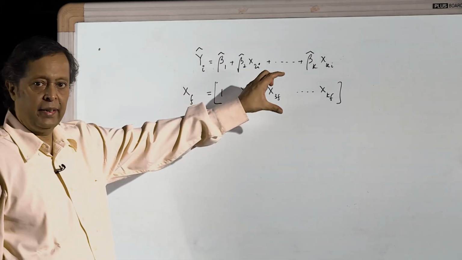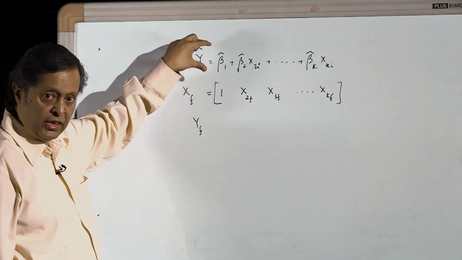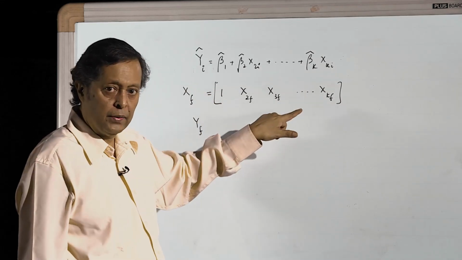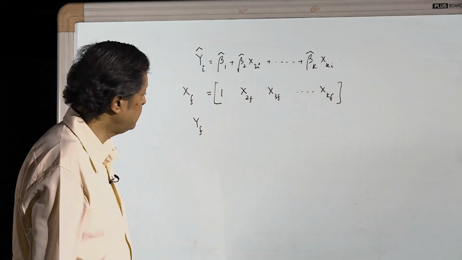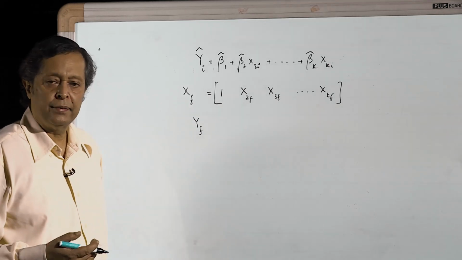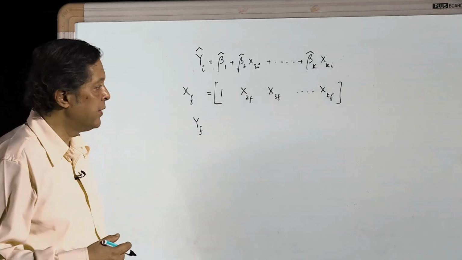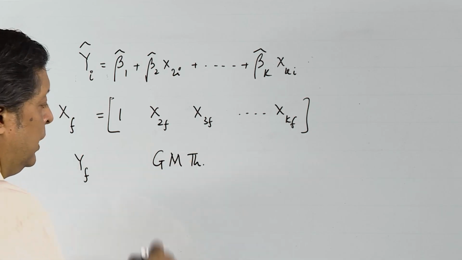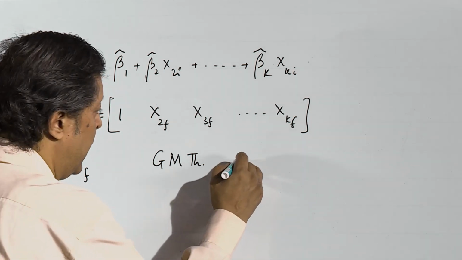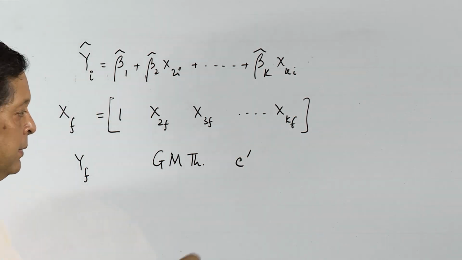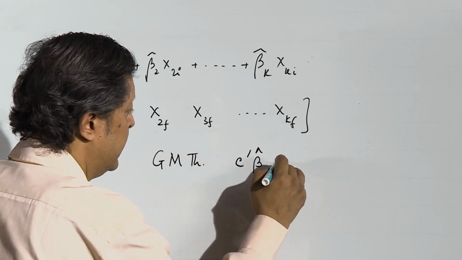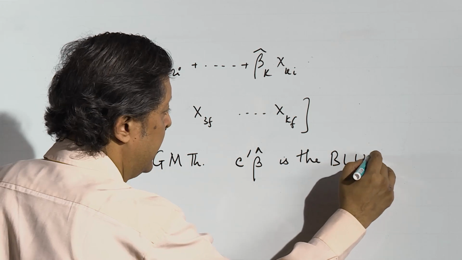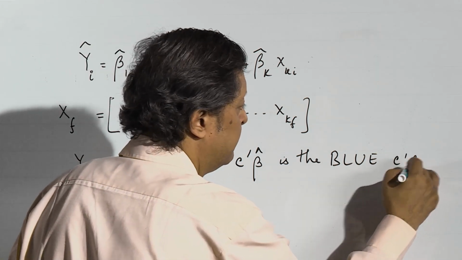So, in the estimated model we fit this f th observation, and we want to predict this. Naturally, the basic result is from the Gauss-Markov theorem: if we have a row vector C prime, then C prime beta hat is the best linear unbiased estimate of C prime beta.